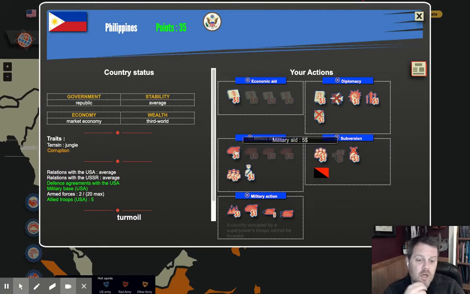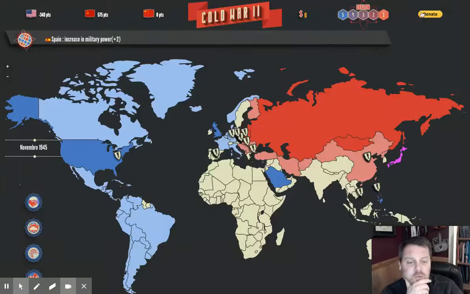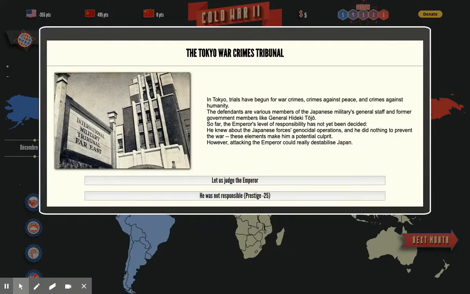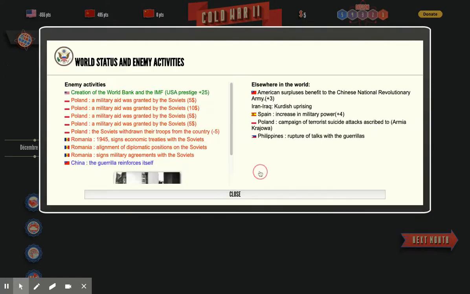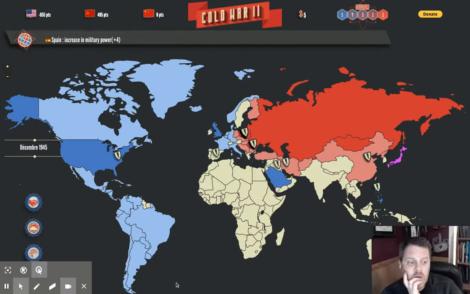So let's send some military aid. It looks good, seems like they like that. And then maybe some military action. That would be to recall, so let's leave that alone. Diplomacy, if we wanted to remove our bases or remove our aid, then we could do that as well. We're going to close that, leave it as it is. Okay, good. Let's go next. All right, we'll say we want to judge the emperor. Hit close, close. Excellent. Okay, I'm going to go back to this screen.